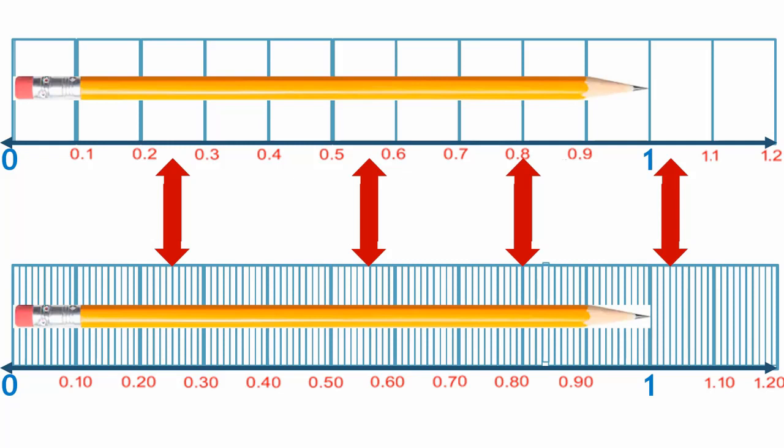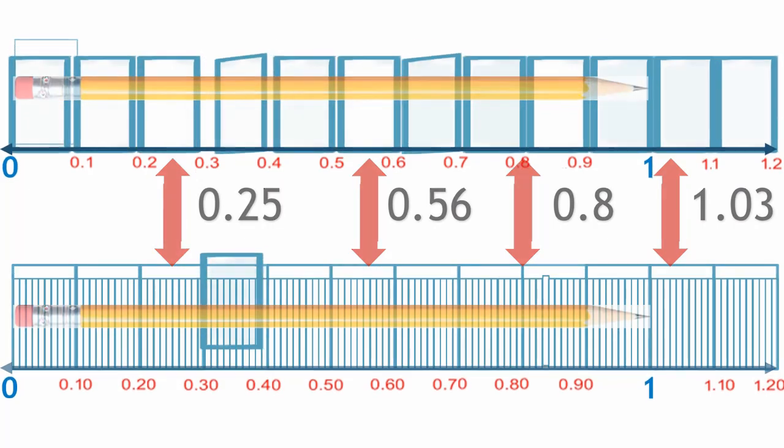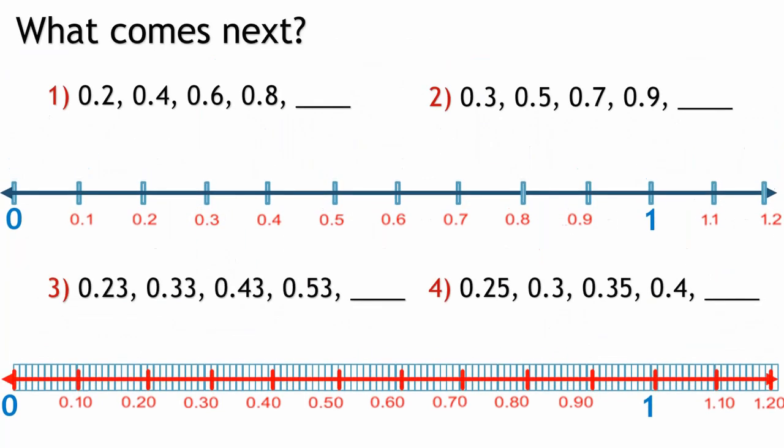Alright, can you tell the location of these arrows on the number line? Yes, that's right, these arrows are pointing to 0.25, 0.56, 0.8 and 1.03. Now that we have learned to mark decimal numbers on a number line, can you take a look at this sequence and tell what comes next?